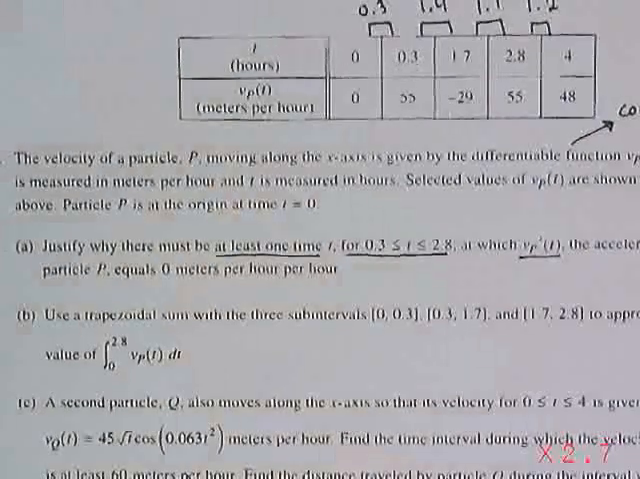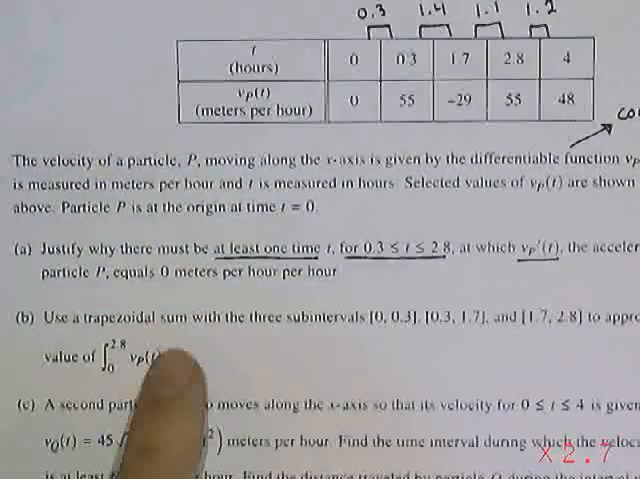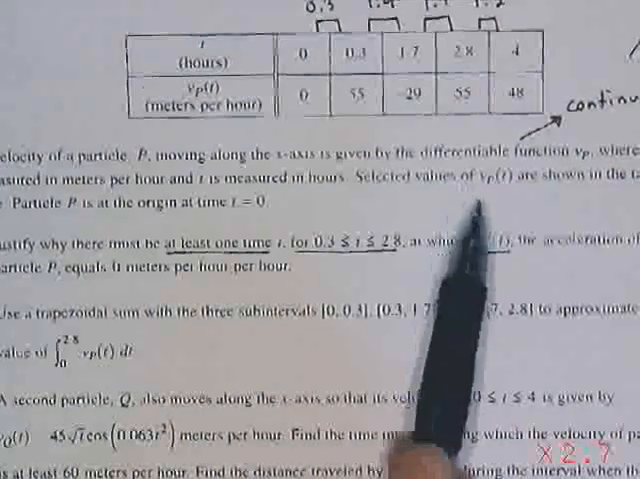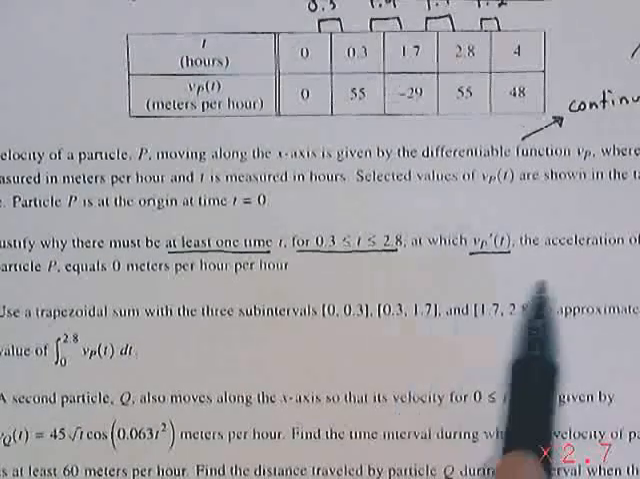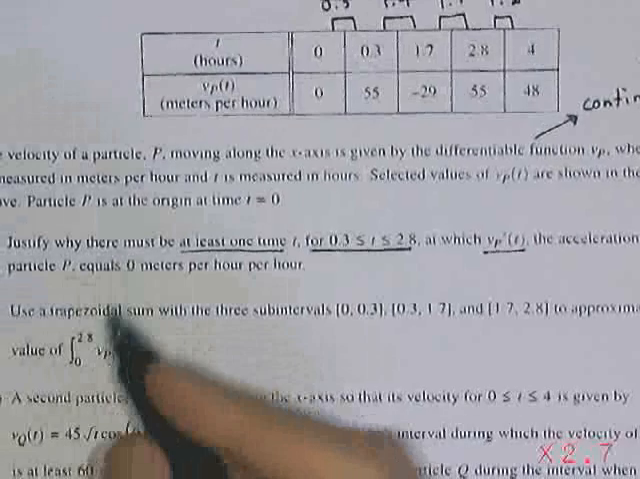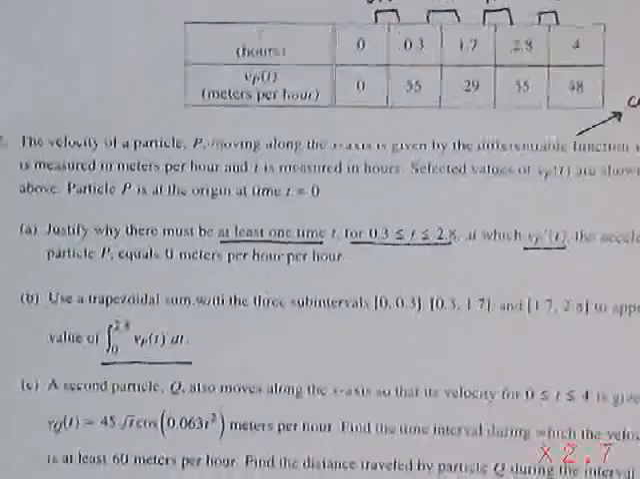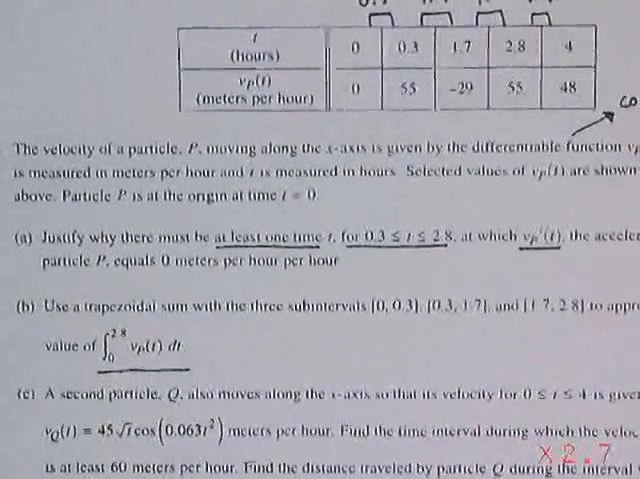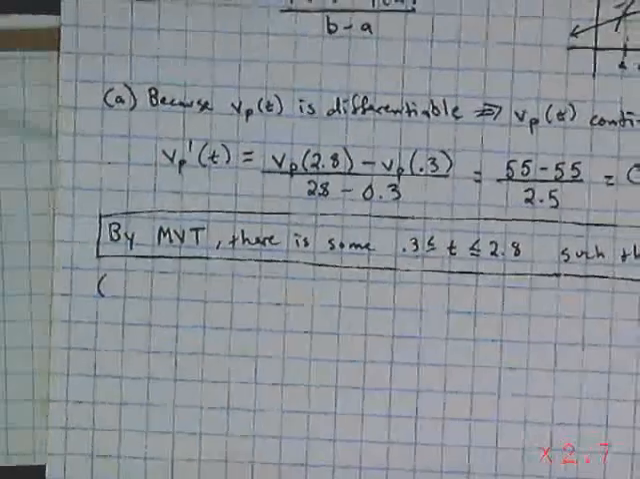Okay, part B. Use a trapezoidal sum with 3 subintervals. Oh, trapezoidal sum. Told you it would happen. With 3 subintervals, we have 4 points, so we're not going all 4, we're just doing 3, to approximate the value of this integral. We're going to approximate the value with a trapezoidal sum. Wow, got a real lift going on today. So, part B.